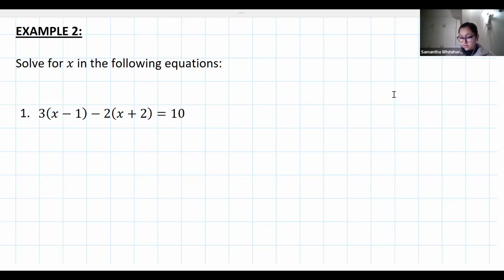And remember, guys, if you have an answer and you're not 100% sure, substitute in order to check that your x value is correct. Remember to distribute accurately as well. So just think about what happens when you multiply a negative with a positive and what happens when you multiply a negative with a negative.